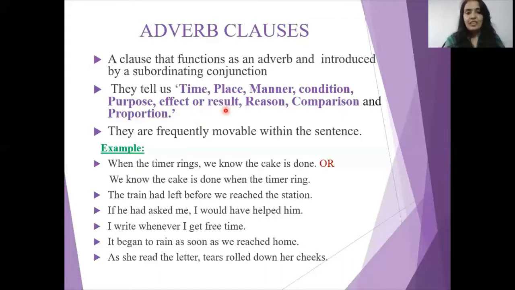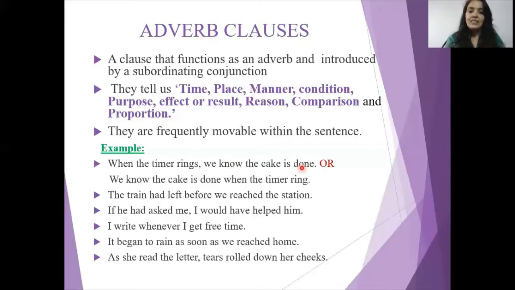They are frequently movable within the sentence. Let's see. When the timer rings, we know the cake is done. When the timer rings is a dependent clause. How can we say it is a dependent clause? Because this is not giving a complete thought. When the timer rings, what happened? Yes, that comes to mind. So the result is here: we know the cake is ready.